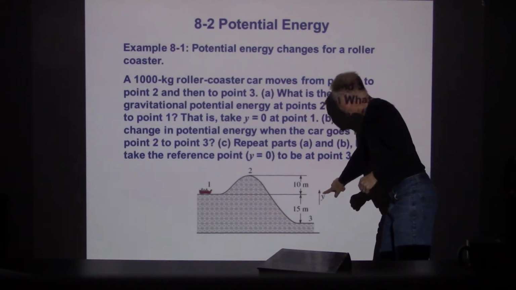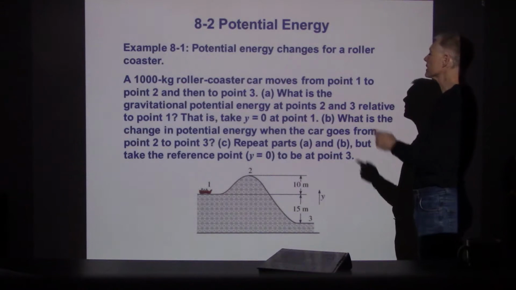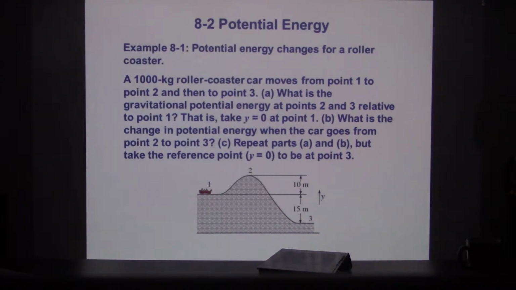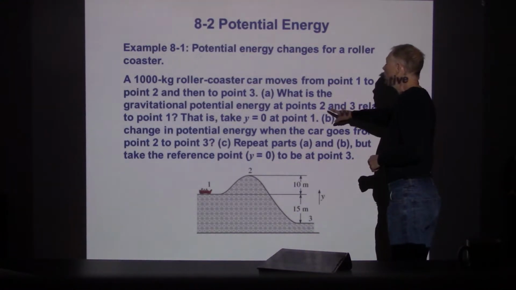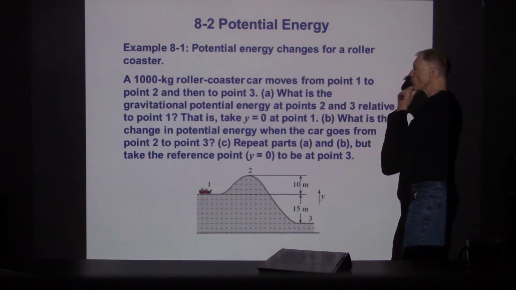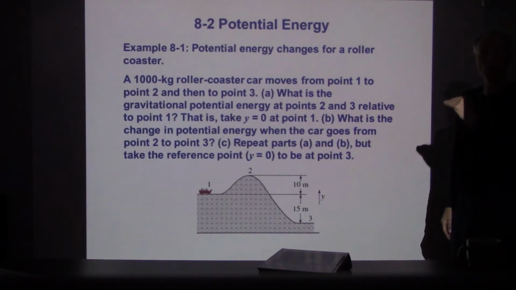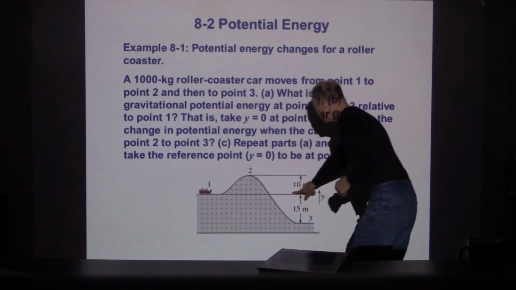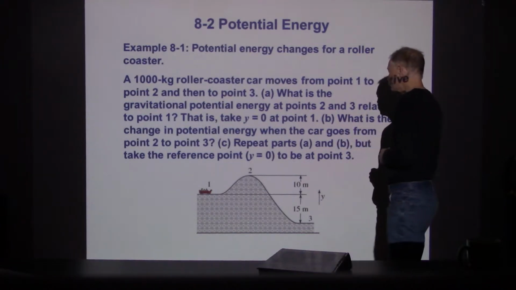Now what they're doing is they're calling this Y, and it says we have a roller coaster. It's 1,000 kilograms, so it's a pretty substantial roller coaster. It moves from point 1 to point 2 and then point 3. And they're asking, what are the gravitational potential energies at the different locations? Specifically, what's the potential energy at 2 and 3 relative to the potential energy at point 1? So if 1 becomes our reference, then we take the elevation at point 1 to be zero potential energy.